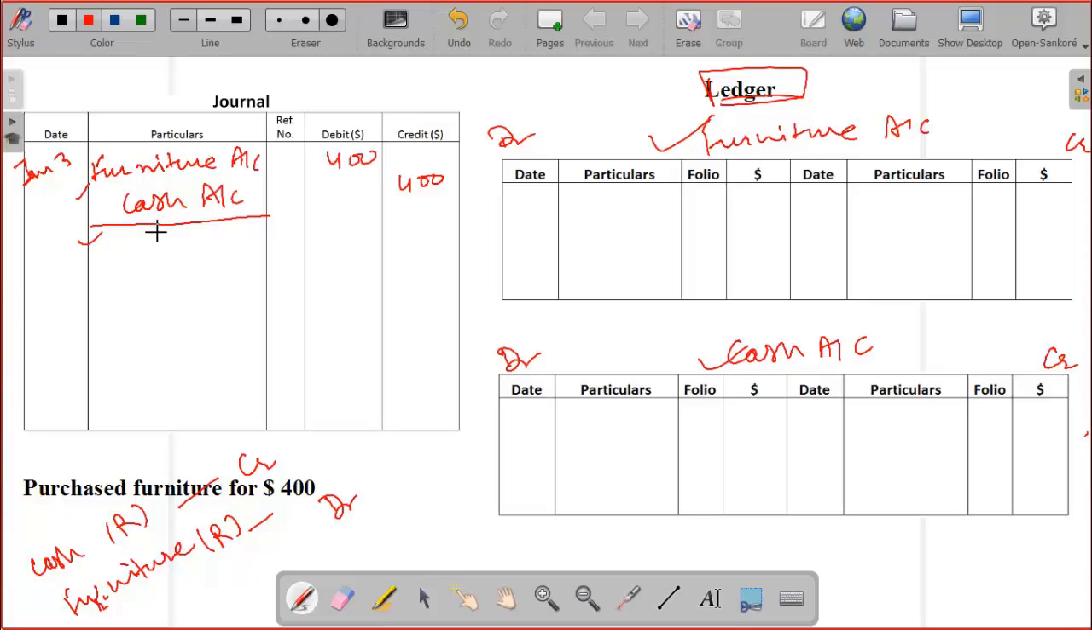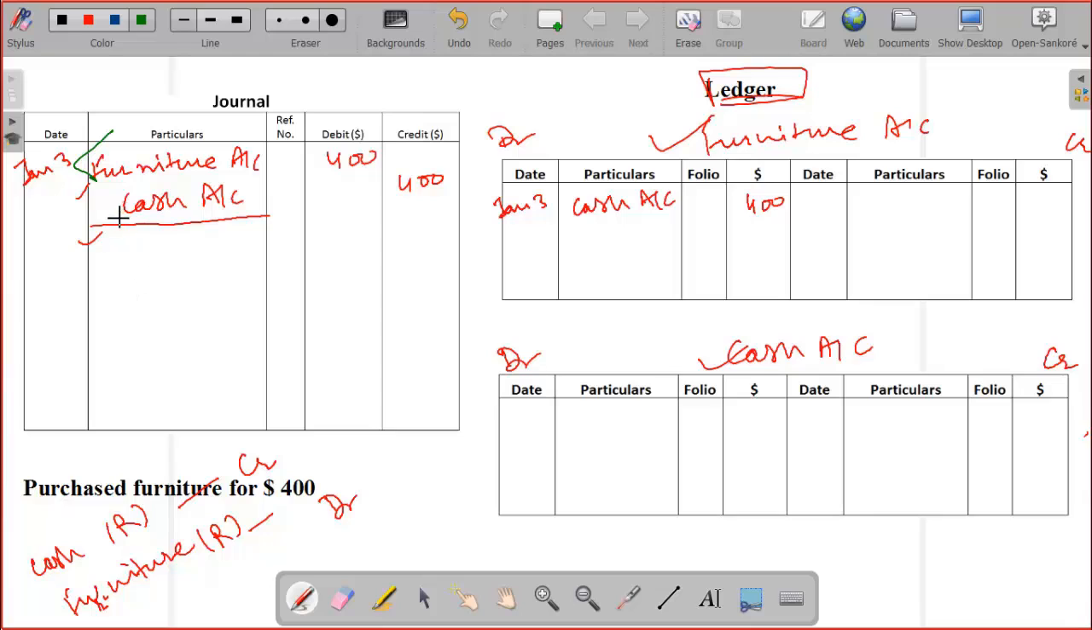Now see in the entry, is furniture debited or credited? Debited. So posting will take place on the debit side only. On the debit side first I will write the amount, $400. Then I will write the date, January 3rd, and then the name of the opposite account, which is the cash account. Clear? So posting is done in the furniture account.